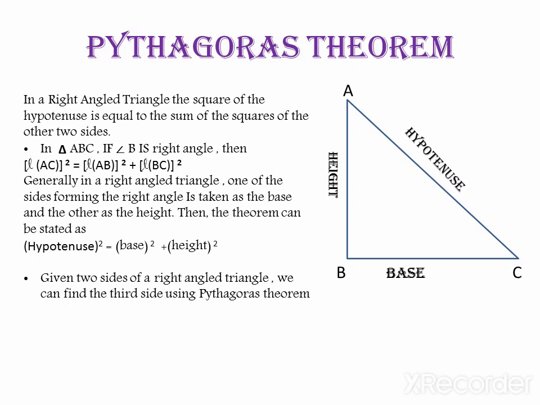Generally, in a right angle triangle, one of the sides forming the right angle is taken as the base and the other as the height. Then the theorem can be stated as hypotenuse square equals base square plus height square. Given two sides of a right angle triangle, we can find the third side by using Pythagoras theorem. What is the formula? Hypotenuse square equals base square plus height square. Based on this formula, we will solve practice set number 48.